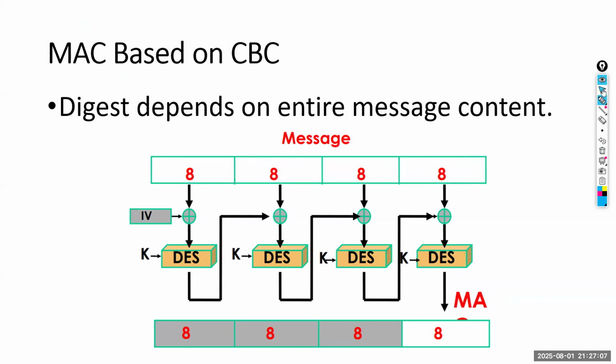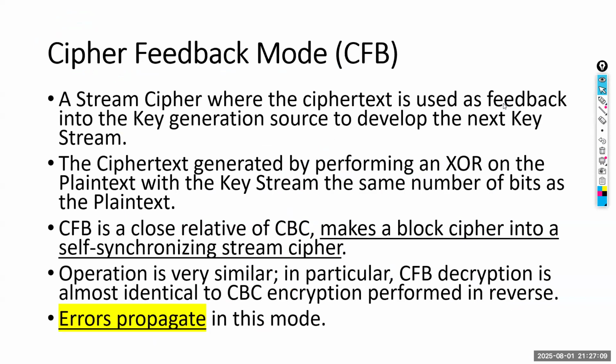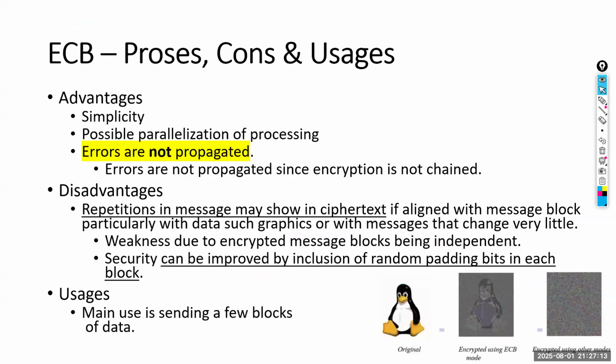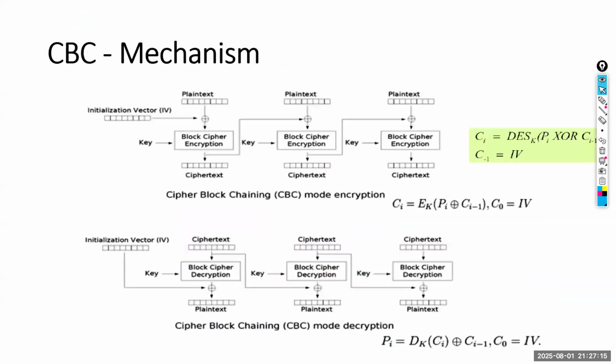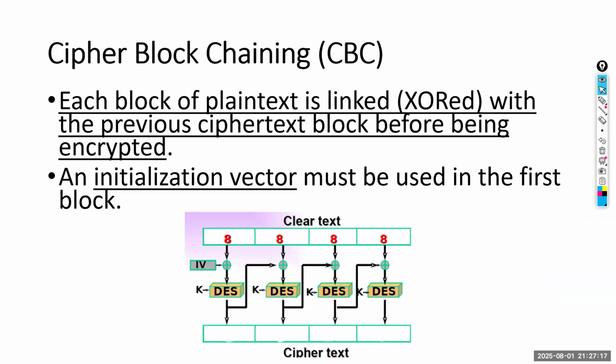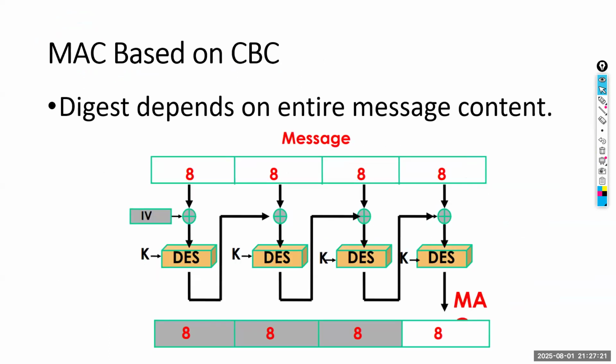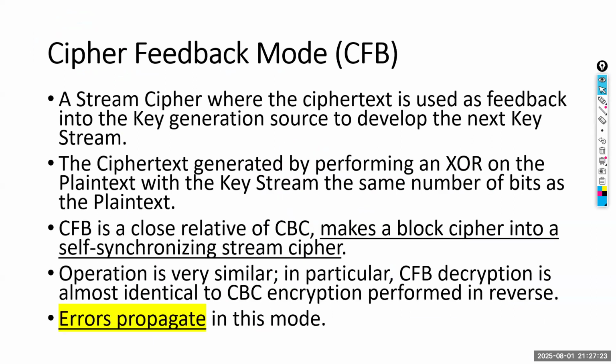Okay, right. So now we have discussed two, ECB and CBC, and also how to use CBC to generate MAC. The third one is CFB, cipher feedback mode.